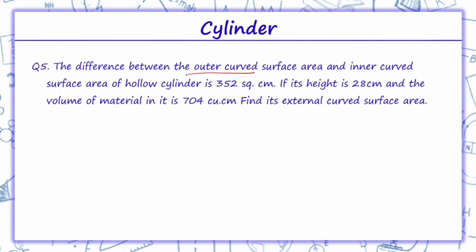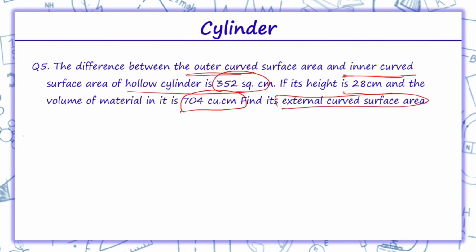The difference between the outer curved surface area and the inner curved surface area of a hollow cylinder is 352 square centimeter. Height is given to us, 28. The volume of material is also given. We have to calculate the external curved surface area. See, whatever is given, we have to write it first of all. So the outer curved surface area, that means the difference: 2 pi RH minus 2 pi rh. Outer curved surface area minus inner curved surface area equals 352.